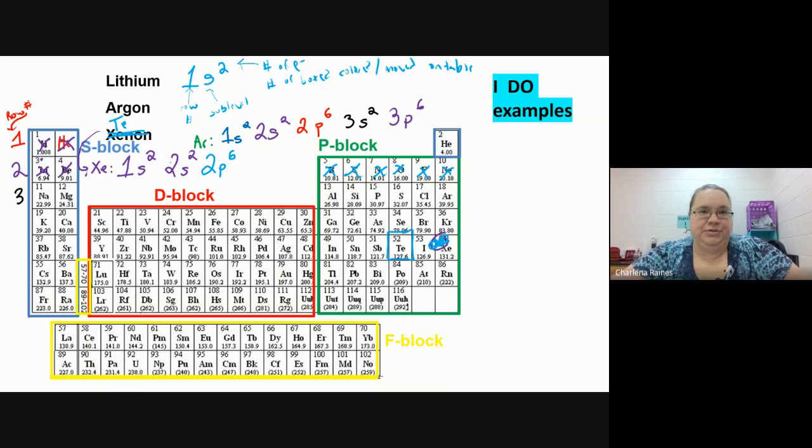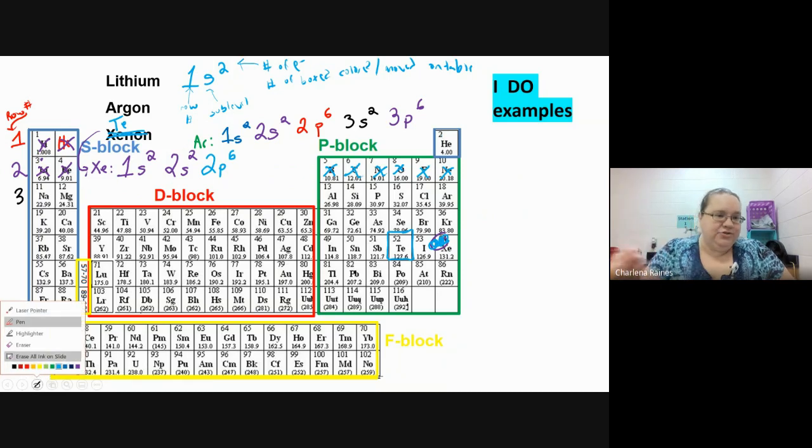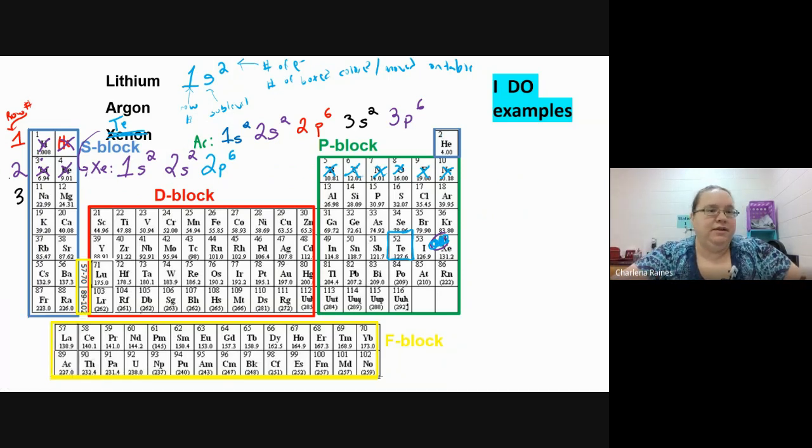So 2p6. So far, we have written the address for 10 electrons. We know where 10 electrons are in those clouds. Well, now we got to figure out where electron number 11 lives. To do that, I look at element number 11. So element number 11 is in the third period. It's in the S block. And if I look on that part of the table, there are 2 electrons.